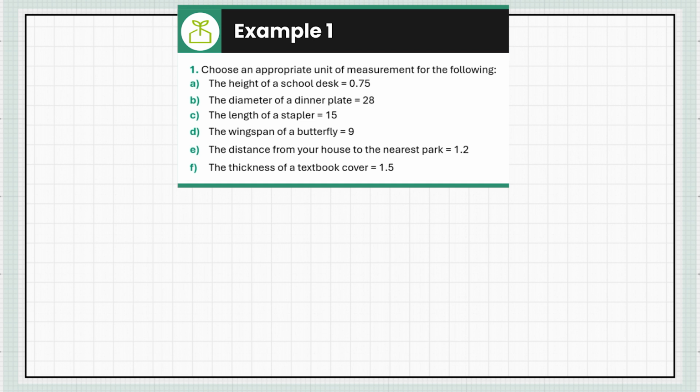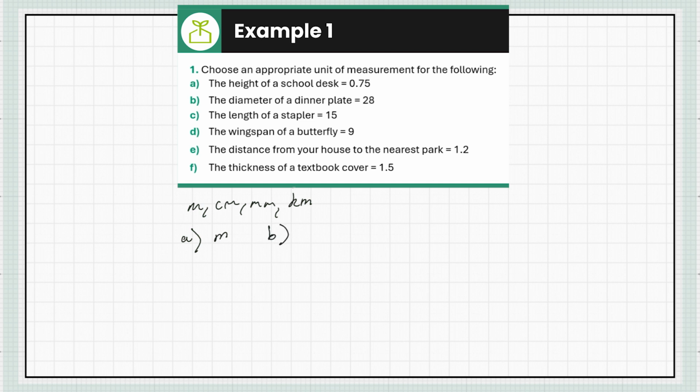So let's get started with our first question here, and it's asking us to choose an appropriate measurement for the following. So for this, we're just going to be talking about millimeters, centimeters, meters, and kilometers. Now let's look at our first one. The height of a school desk is 0.75 what? Well, a school desk isn't that high off the ground, but it certainly wouldn't make sense for it to be 0.75 of a centimeter or 0.75 of a millimeter. And it would also not make sense for it to be nearly an entire kilometer in height. So we're going to do meters for this one.